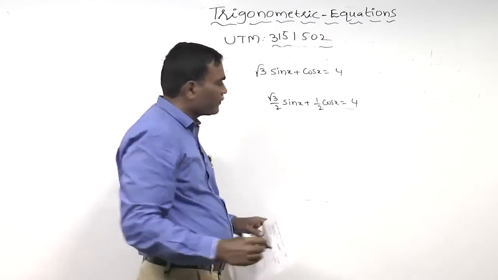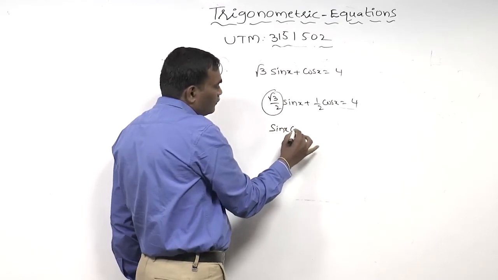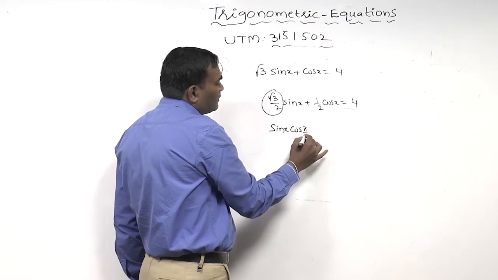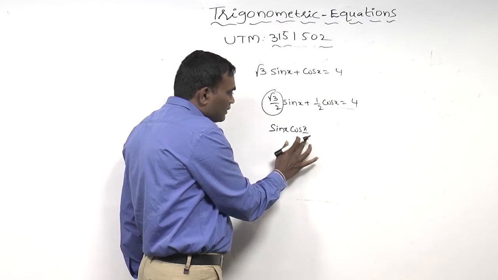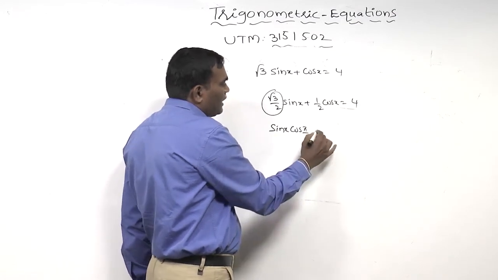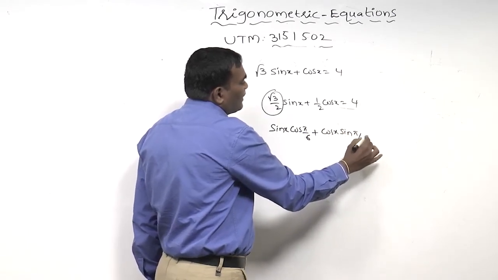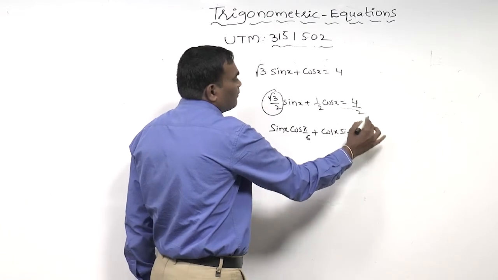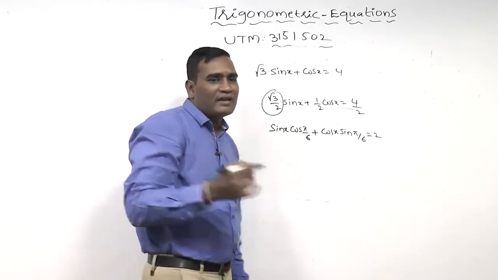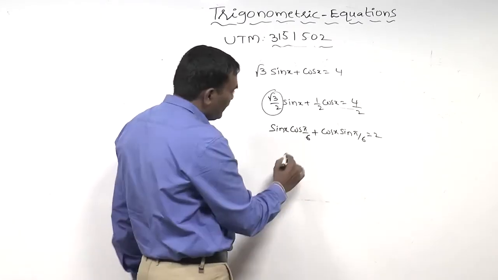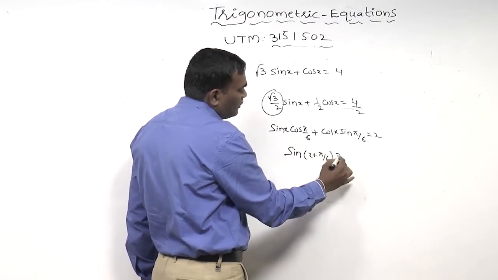Okay. Now I am writing this as sin x cos pi by 3, cos 60 is 1 by 2, plus cos x sin pi by 6, sin 30 is root 3 by 2... here also divide by 2, this is equal to 2. It is in the form of sin a cos b plus cos a sin b. What is sin a cos b plus cos a sin b? That is sin of a plus b. Sin of x plus pi by 6 is equal to 2.